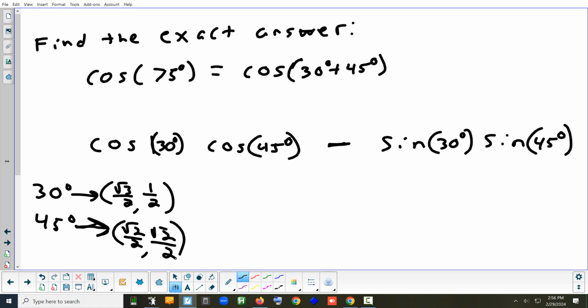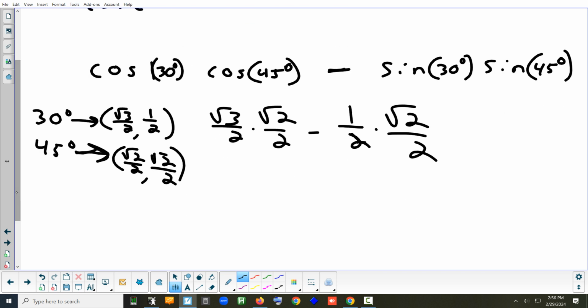Okay. So what's the cosine of 30 degrees? Yeah. Square root 3 over 2, times. What's the cosine of 45 degrees? Yeah. Square root 2 over 2. Minus. Now sine, you're looking for the y values. What's the sine of 30 degrees? Yep. 1/2. And the sine of 45 degrees? Yep. Square root 2 over 2.